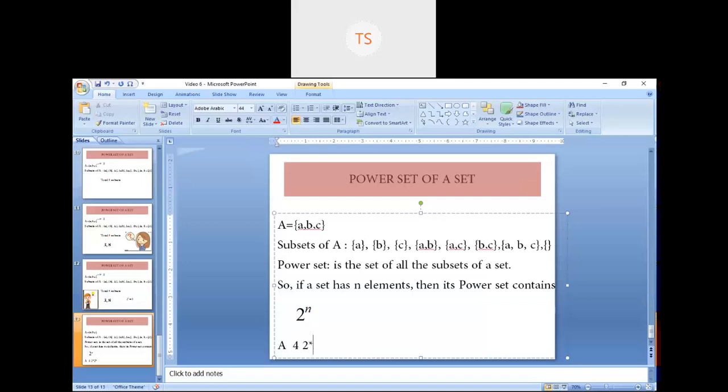Okay, so this is about the subsets and power set. So always remember the formula. If a set has n elements, then its power set contains 2 to the power n elements.